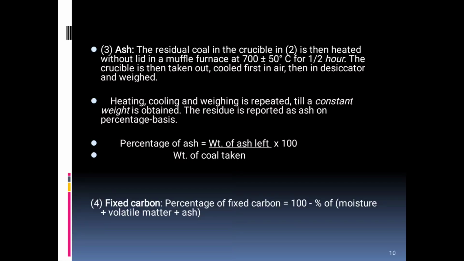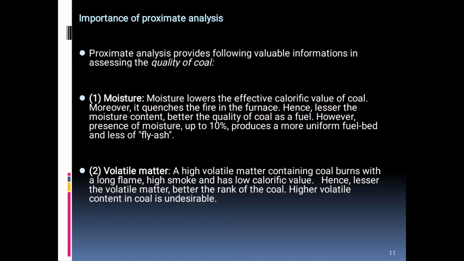Finally, fixed carbon can be determined by using the formula: percentage of fixed carbon equals 100 minus percentage of moisture plus volatile matter plus ash content. Now we will see what is the importance of this proximate analysis.